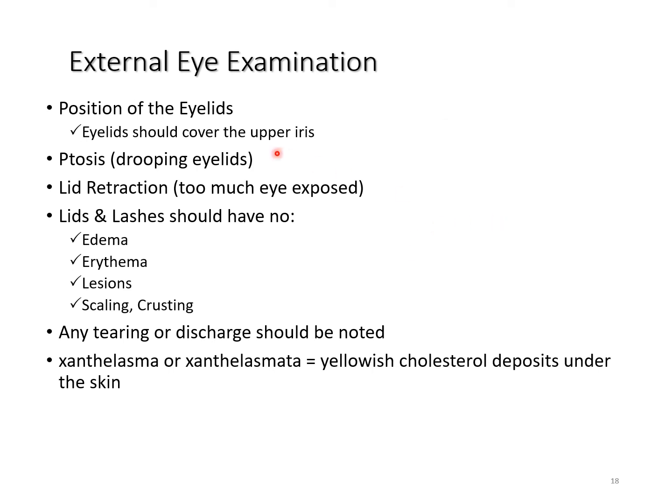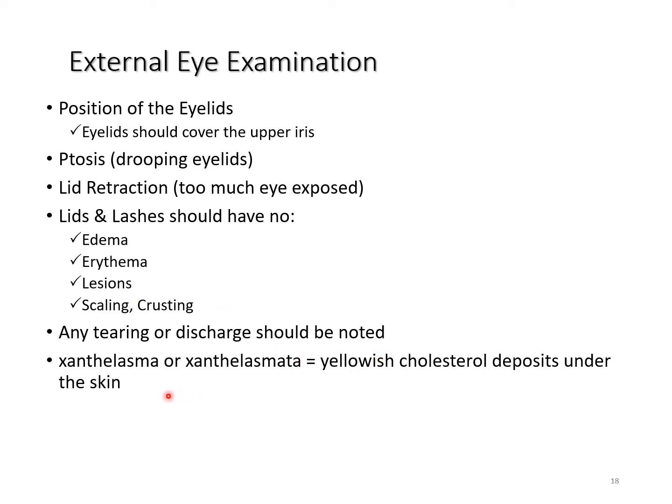So then we're talking about the external eye structures examinations. You're looking at the eyelids. You want the eyelids to cover the upper iris. You're looking for things like ptosis. Lid retraction is when there's too much eye exposed. So the lids and lashes should have no edema, erythema, lesion, scaling, or crusting. Any tearing or discharge should be noted.